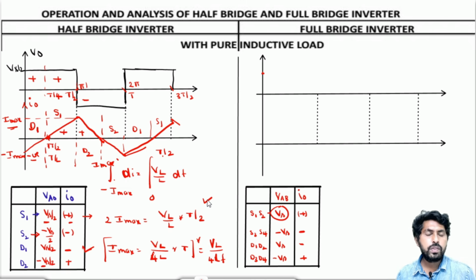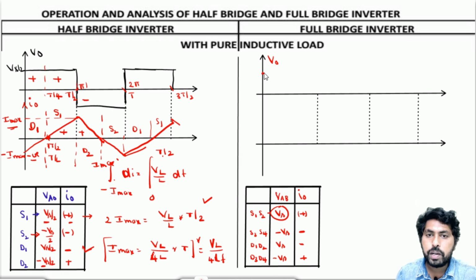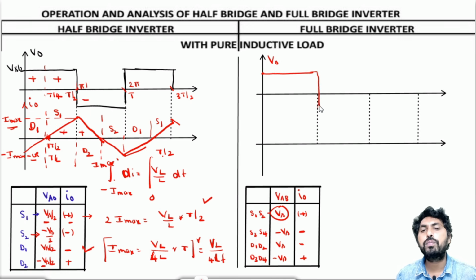Now try to find it for the full bridge inverter. Let me first draw the output voltage. You are able to draw the output voltage because its nature does not change depending on the load. Whether it is R load, RL load, or RLC load, the output voltage waveform nature will be the same. The output voltage will be like this.